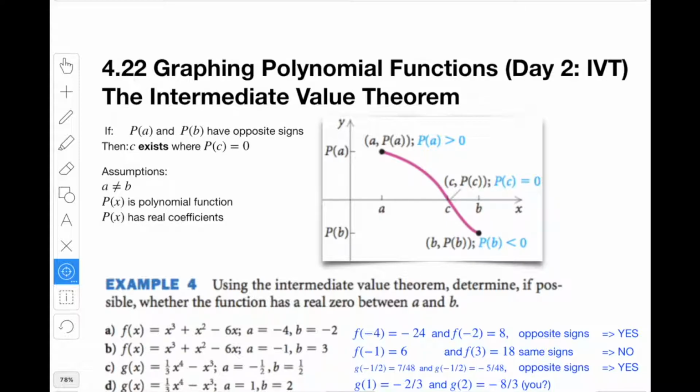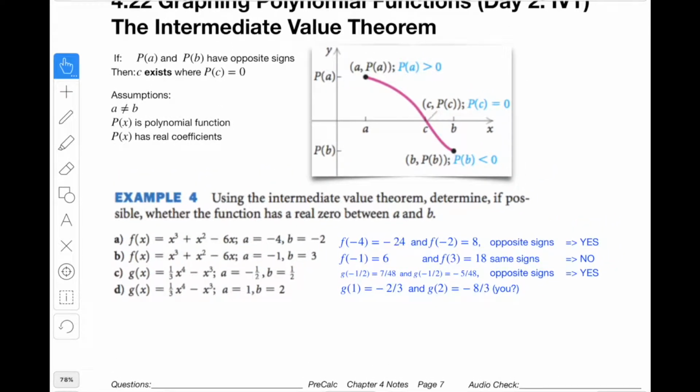So, example 4: use the IVT to determine, if possible, whether the function has a real 0 between a and b. So what you have to do is make sure that one of these is positive and one of them is negative. So for example, you take a and you find f of a and f of b. That's f of negative 4, which is negative 24, and f of b, which is negative 2. And if they have opposite signs, then yes, there is a 0. There is a c value for which f of c would actually be equal to 0. It exists. That's all the intermediate value theorem can say. It only talks about the existence of c, doesn't tell you where it is.